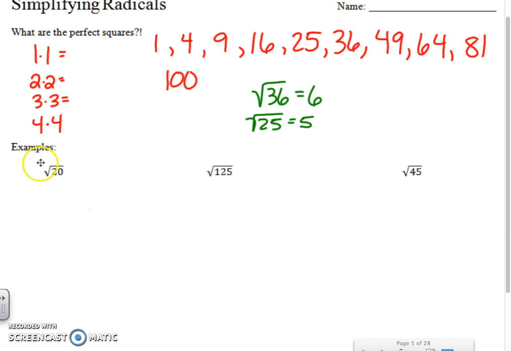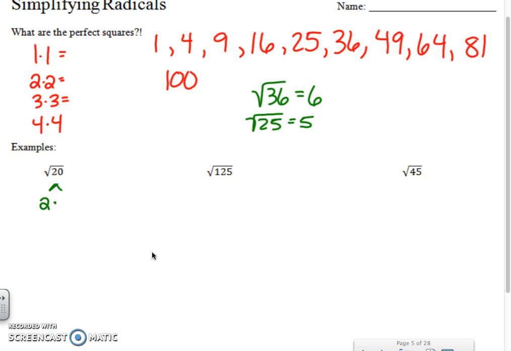So let's look at some examples. I need to find the square root of 20. And to do that, I need to see if any of these numbers will go into 20. So I need to try 1, 2, 3, 4, and so on. So one way to do this is to do a factor tree like we have done in the past.